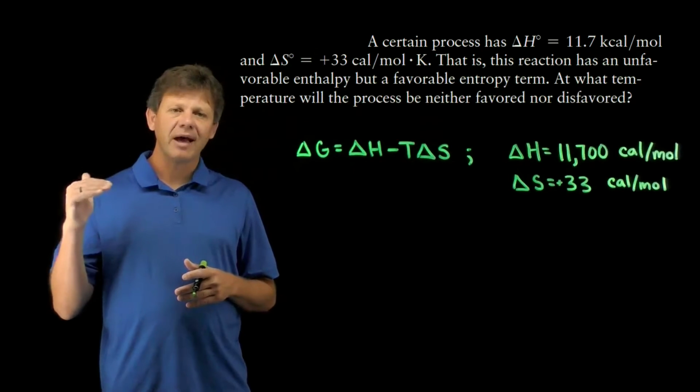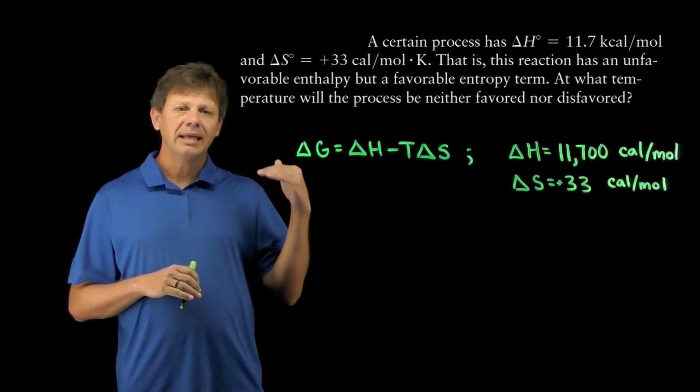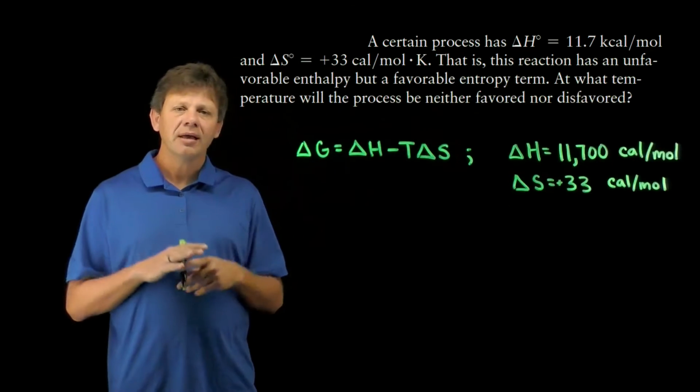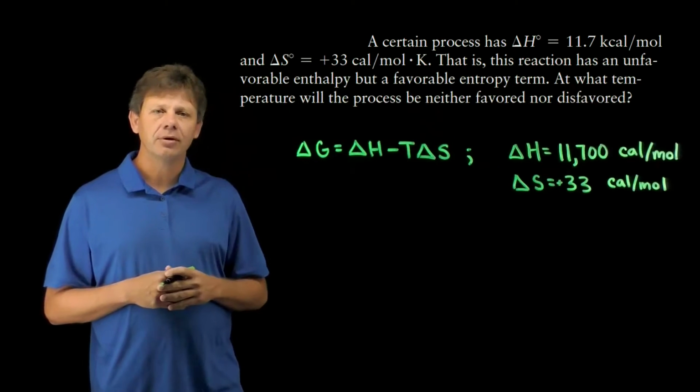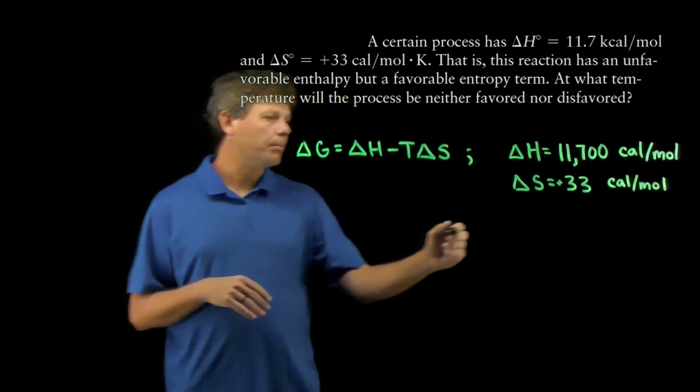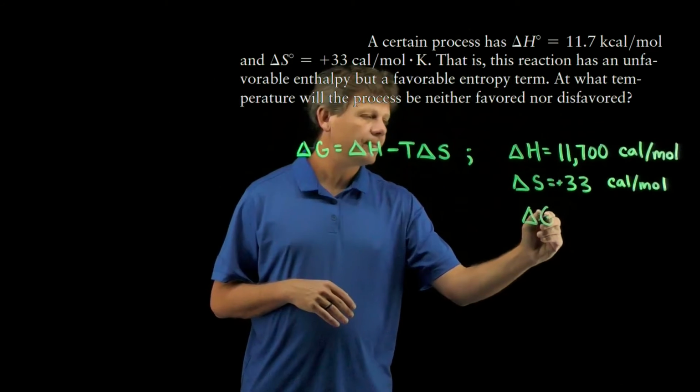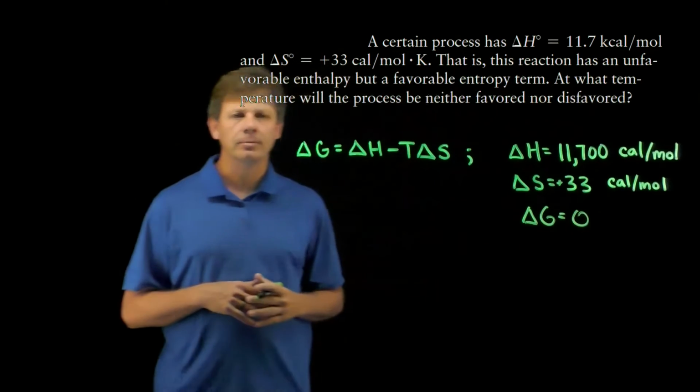When we have an enthalpically disfavored process and an entropically favored process, there's going to be some temperature at which the reaction is neither favored nor disfavored. That's going to be the point at which delta G is equal to 0.